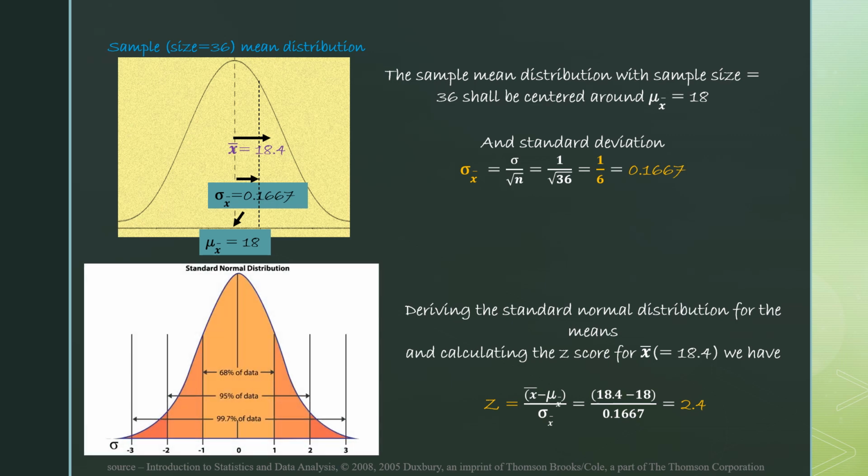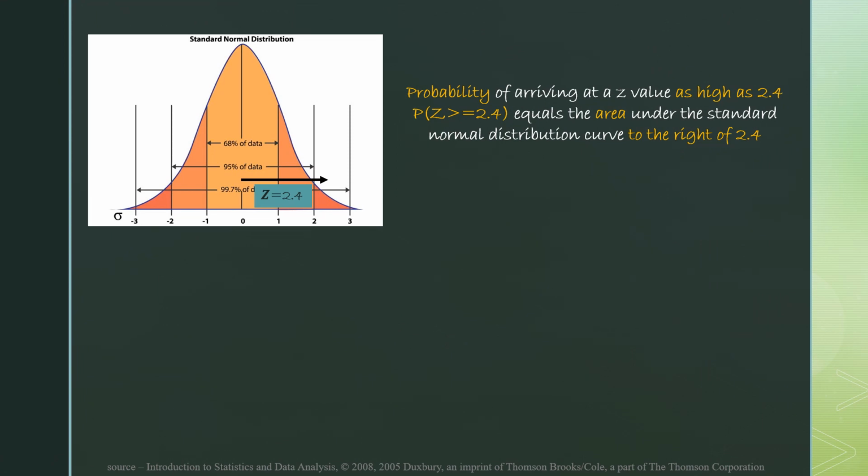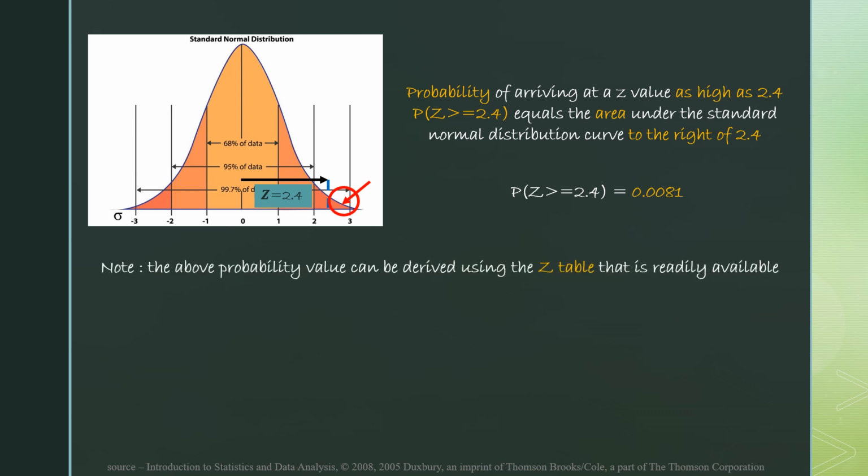Deriving the standard normal distribution for the means and evaluating the z-score for x bar equals 18.4, we have z equals x bar minus mu of x bar divided by sigma of x bar, which equals 18.4 minus 18 divided by 0.1667, which in turn equals 2.4. The probability of arriving at a z value as high as 2.4, that is the probability of z greater than or equal to 2.4, equals the area under the standard normal distribution curve to the right of 2.4. The probability of z greater than or equal to 2.4 can be evaluated as 0.0081. Note, the above probability value can be derived using the z table that is readily available.